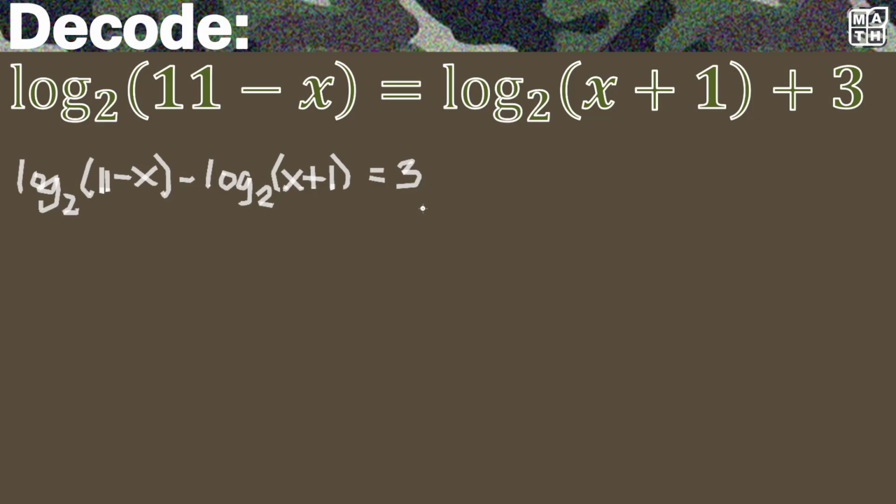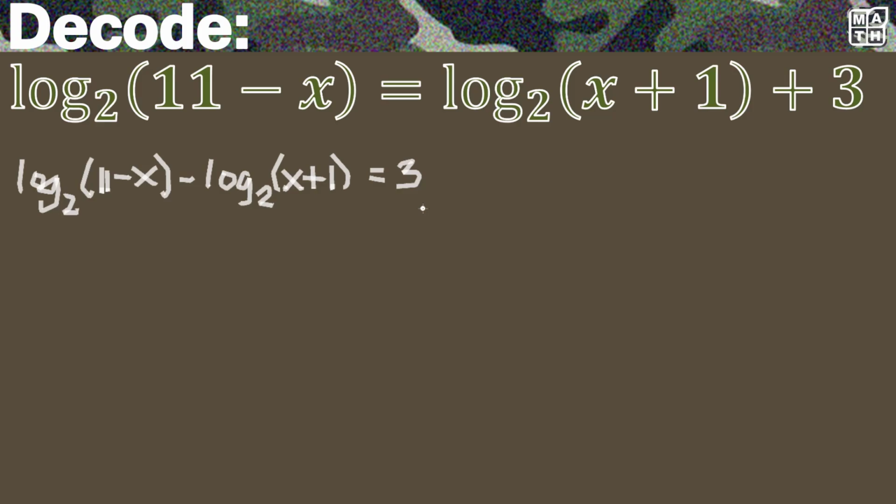Now, why do we do this? The reason for subtracting both sides is that we now have a side where we have logarithms of the same base. The base of the first logarithm is 2. The base of the second logarithm is also 2.